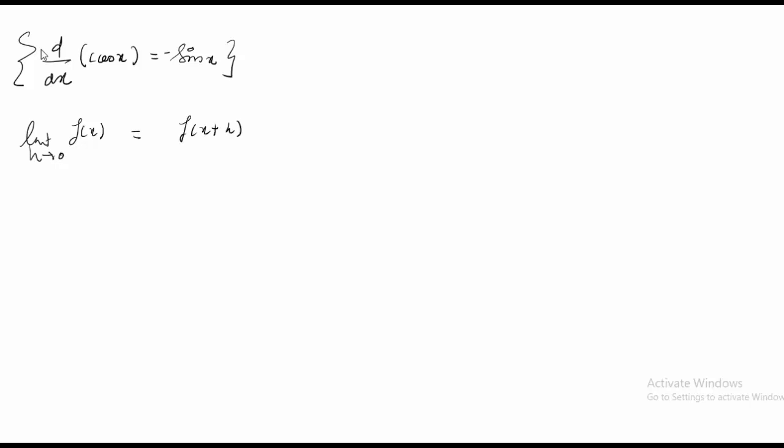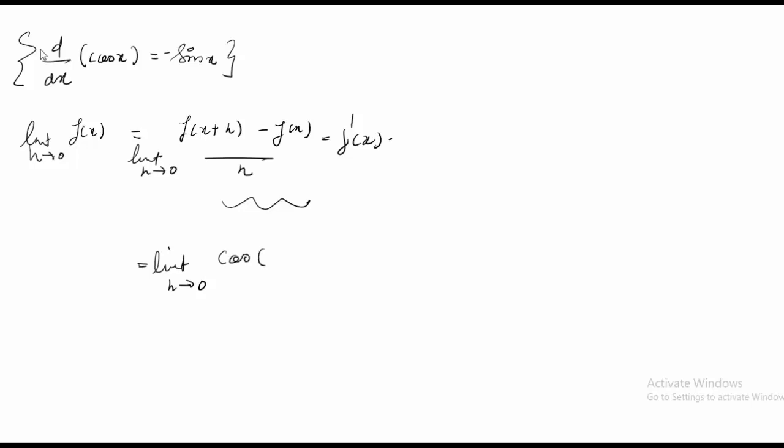And the next is d/dx of cos x, which is equal to minus sin x. Applying the definition, the limit as h tends to 0 of (f of x plus h minus f of x) divided by h is equal to f dash of x. Now applying the same thing, what you will get is the limit as h tends to 0 of cos of x plus h minus cos of x, divided by h.